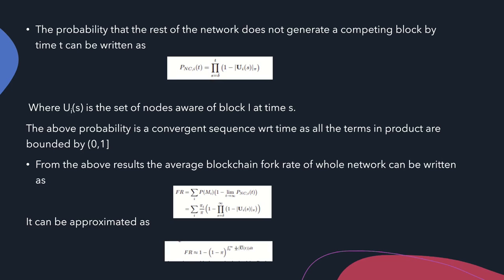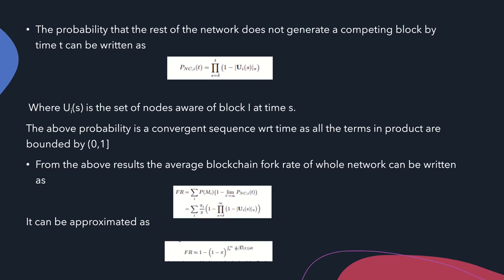So the probability that the rest of the network does not generate a competing block by time t can be written as follows. PNC of t is equal to the product of 1 minus Ui of s. Here Ui of s is the set of nodes that are aware of block i at time s. The above probability product is a convergent sequence with respect to time, as all the terms in the product are bounded between 0 and 1 inclusive.